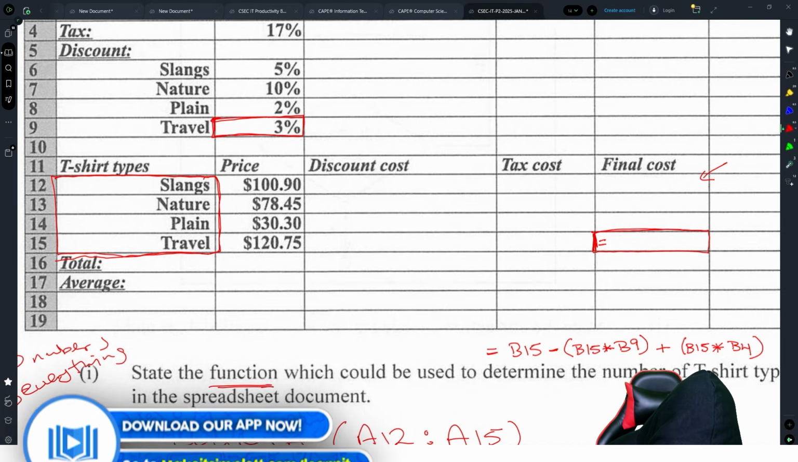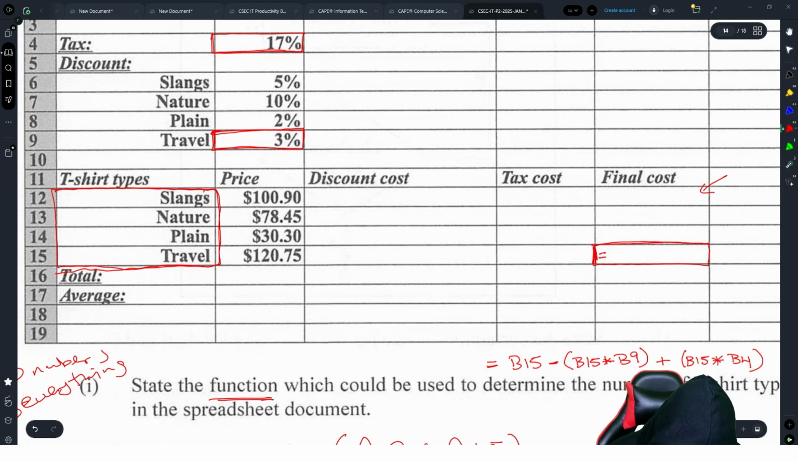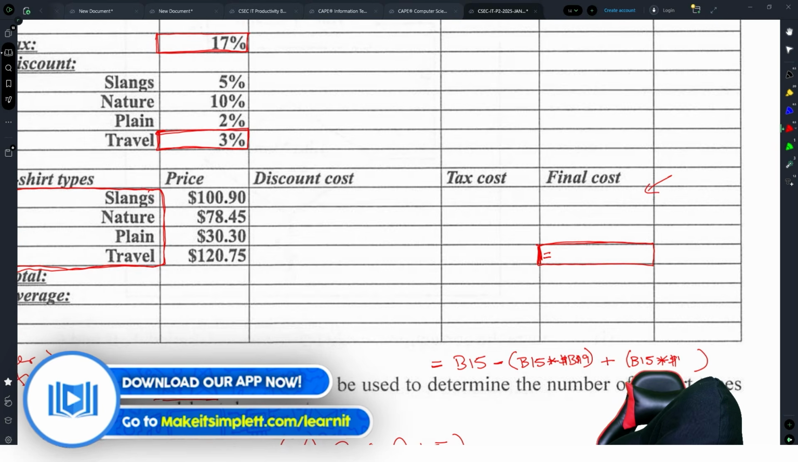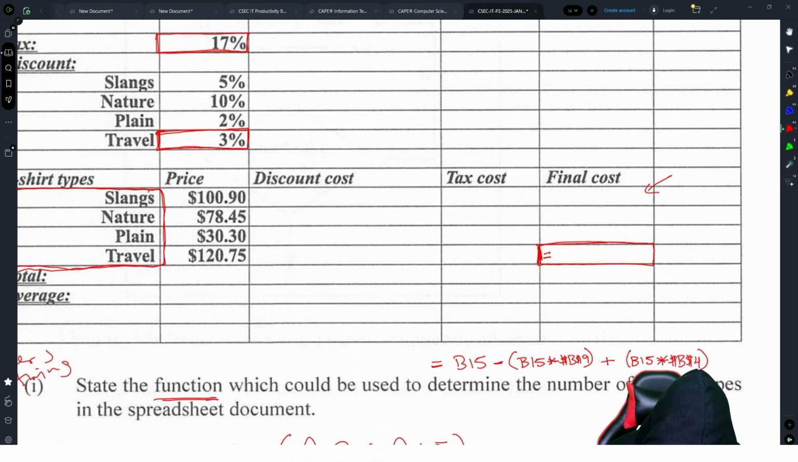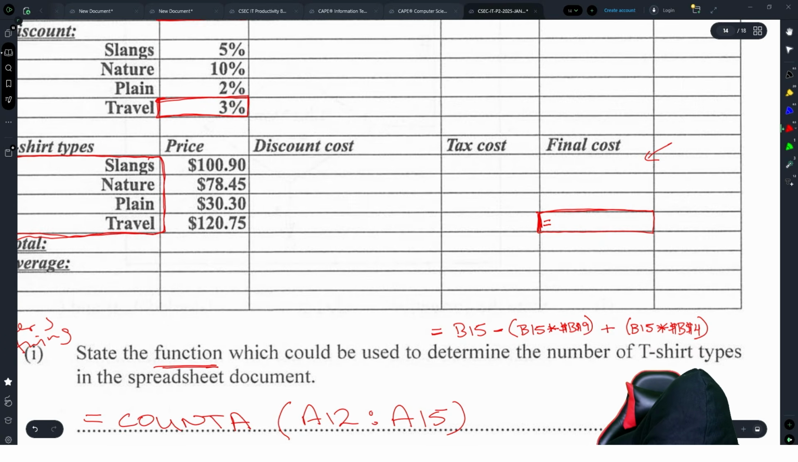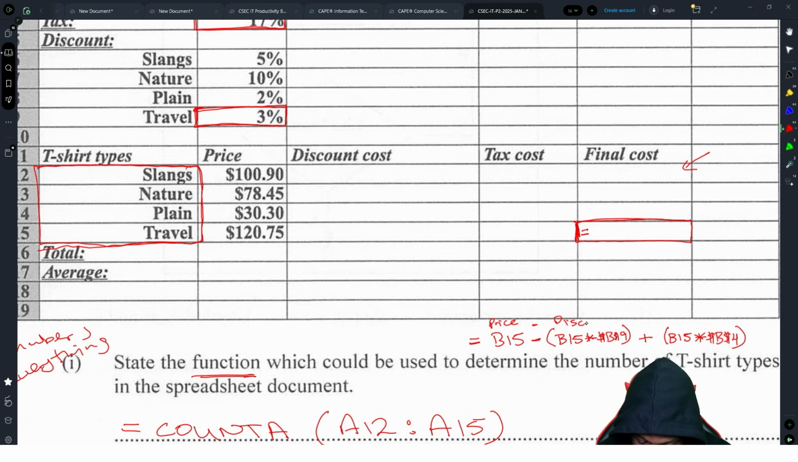Problem is, these things are in specifically set cells. So because they're in specifically set cells, I believe that you're going to have to absolute our references. So we have to put $B, $9, and then $B, $4. And that should give us our answer. This is not worth 2 marks because this is basically maths, which is, if we were to break it down, this is price minus discount plus tax.